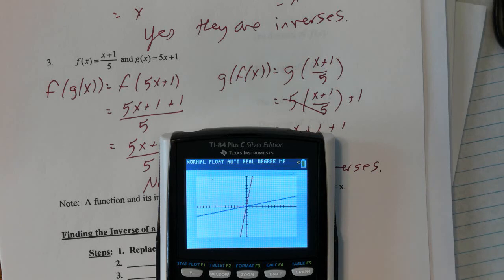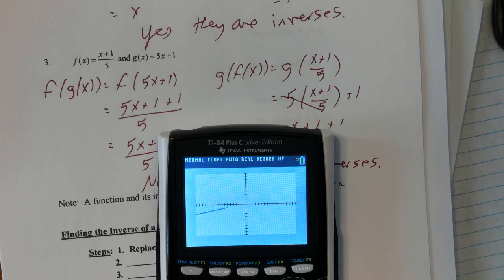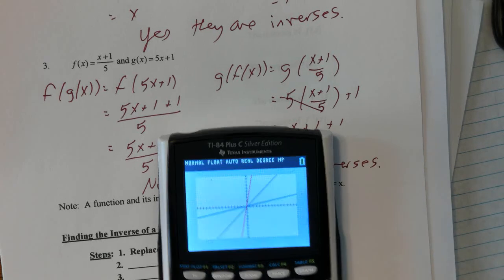It's kind of hard to tell. Let's try zoom square, see if that makes it a little easier. Sort of tough to tell, but they're not mirror images. If I folded it over the line y equals x, they would not match up. It'd be close, but not perfect. I know it's kind of hard to tell, but they would not match up. It'd be a little bit off.